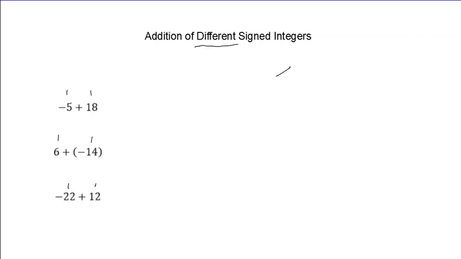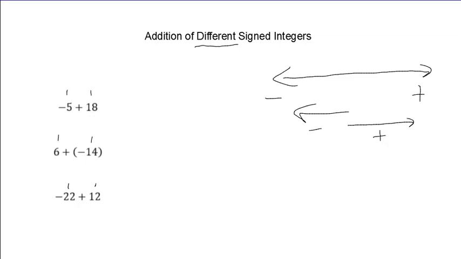Now what's happening on the number line when you have numbers with different signs is, remember, negative numbers are going to be moving to the left and positive numbers are going to be moving to the right. So they are kind of in a tug of war. Okay, so we just need to see who is going to come out on top.